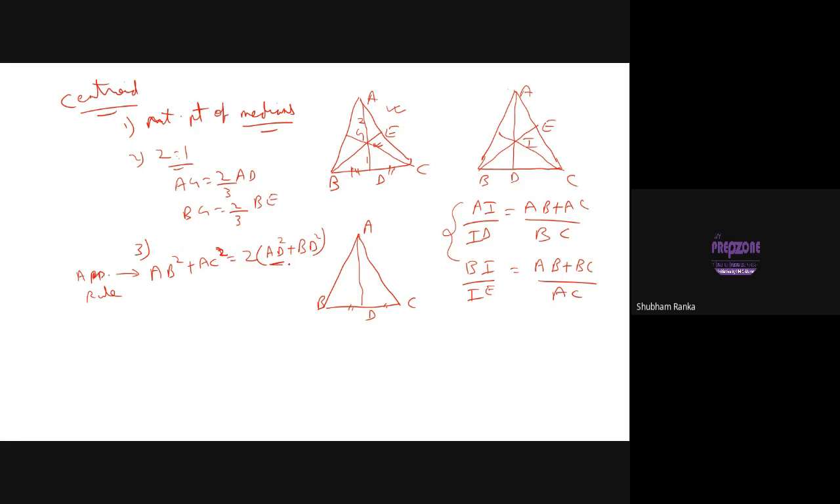And again, we know that BD square is BC by 2 the whole square, because BD is equal to CD. This is the midpoint, that's the definition of the median we just discussed. So BD square will be BC square by 4, because BD is BC by 2.